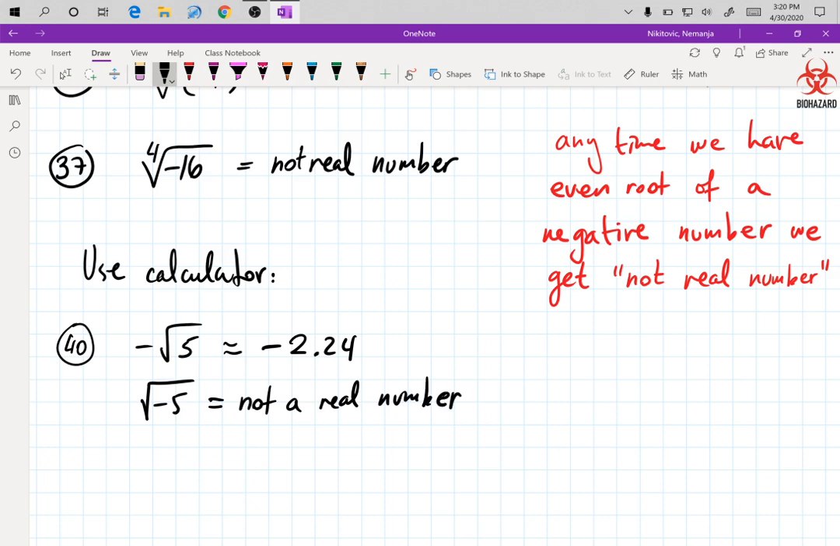So be very careful, right? In the first problem, problem 40, we don't have a negative under the root. The negative is outside of the root. So we copy the negative and we have a positive number inside the even root. Okay, that works. But if you have a negative number inside the even root, it's not a real number, so you have to be careful.